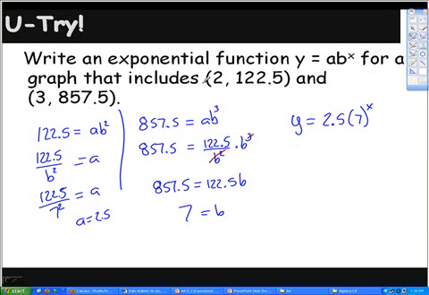We should probably check one of these. Let's try taking 7 cubed, 7 to the third power, on my calculator times 2.5. What did I get? I got 857.5. I'm pretty confident that that's right. So I'm going to go ahead and say that's my final answer. How'd you do?